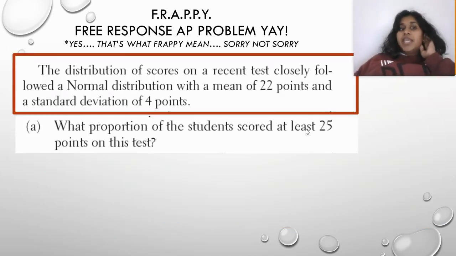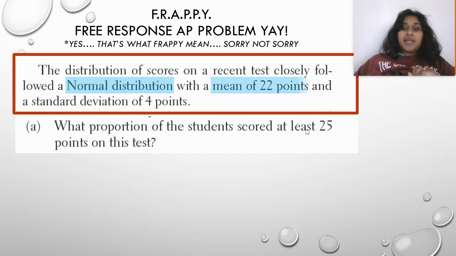All right, so the distribution of scores on a recent test closely follow a normal distribution with a mean of 22 points and a standard deviation of 4 points. What proportion of the students scored at least 25 points on this test? Cool. So some very important information is given to us. We're told it's a normal distribution. We have a mean value of 22 and a standard deviation of 4.